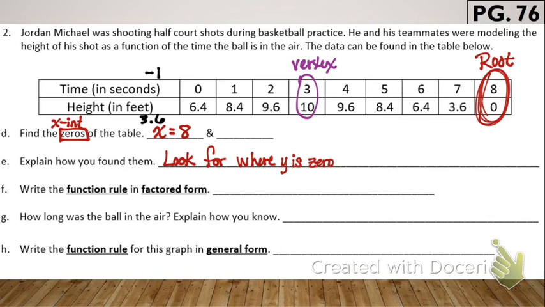Is that a root? No. So I'm going to jump backwards again. Negative 2. What would the y value be there? 0. There's my other root. Had to work backwards on the table.